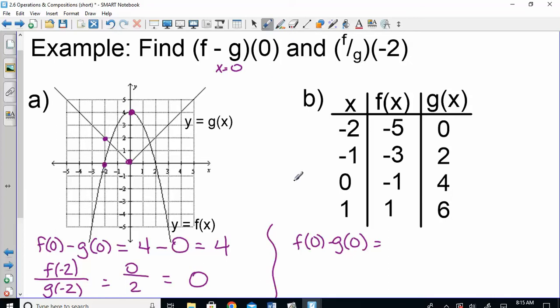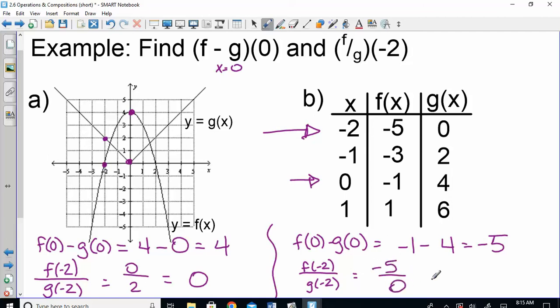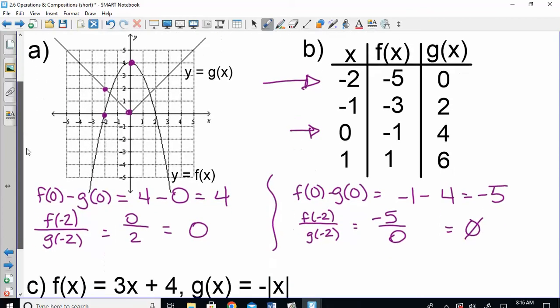All right, B. So when x is 0, we're right here. So f of 0 minus g of 0. F of 0 is negative 1. G of 0 is 4. We'll get negative 5. For negative 2, we're looking at this row. So f of negative 2 is negative 5, g of negative 2 is 0. That would be no solution, undefined, or no solution, either way. You cannot divide by 0.